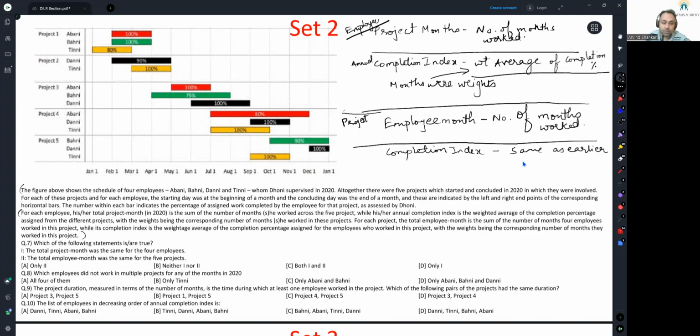First question, which of the following statements are true? The total project month was the same for the four employees. For Abani, let's write how many project months she had. Two here. One, two, three, four, 5 here. So Abani had 9 project months. What about Bahani?